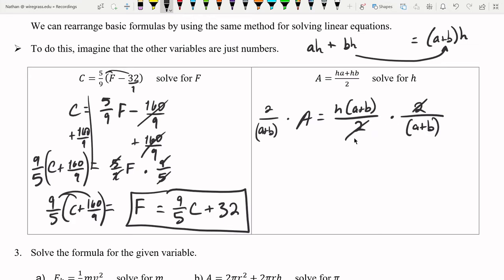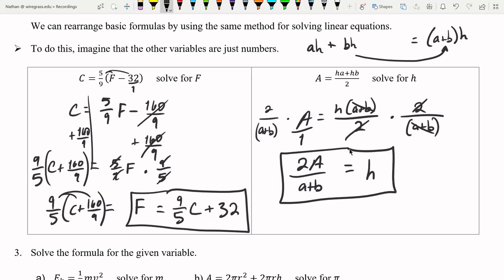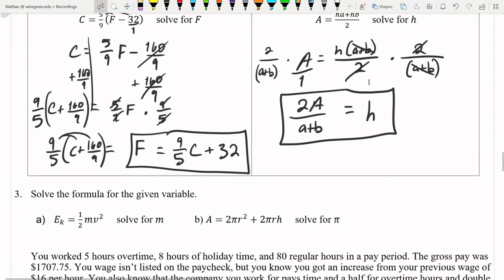And the 2's cancel, a plus b's cancel, and we're left with h on the right-hand side. A is over 1, so that gives us 2a over a plus b. And I think that's the cleanest form to have it in. Of course, there's lots of different ways you can write that. Okay, give it a try in number 3.